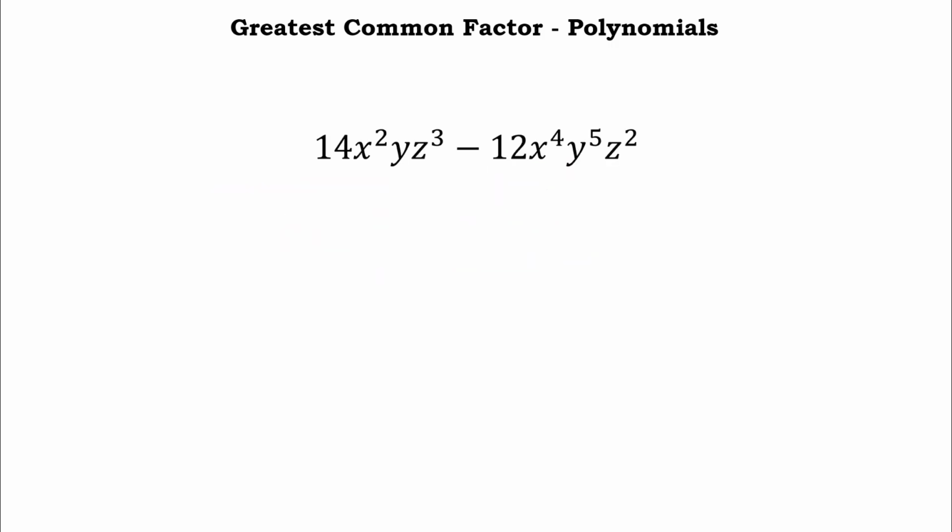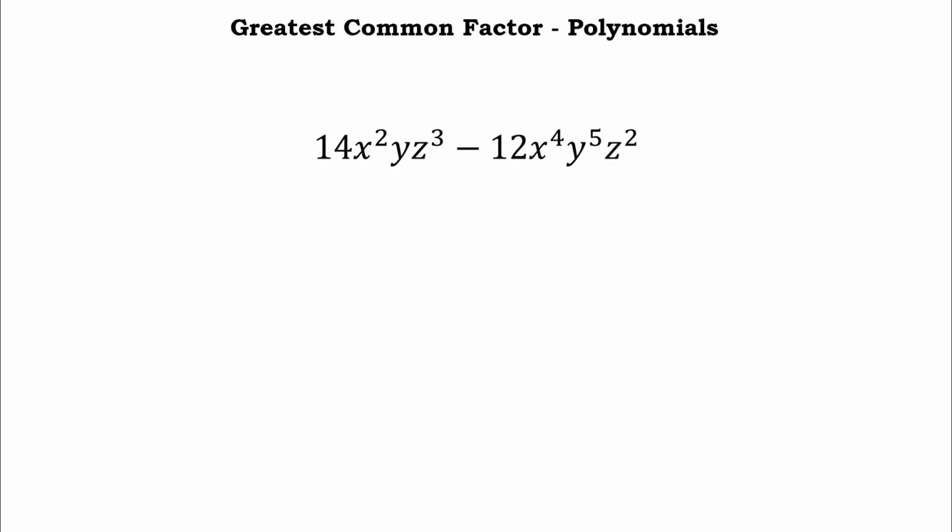Alright, let's do one more. So, if we got 14x cubed y z cubed minus 12x to the 4th y to the 5th z squared. So with this, what is the greatest common factor we can take out of these numbers here? Well, let's see here. 2 can go into 14, that would go 7, and 2 can go into 12, that would go 6. And I believe that 2 is all we can take out of there because we're definitely going to end up with a prime number with a 7. We can't really do too much with that.